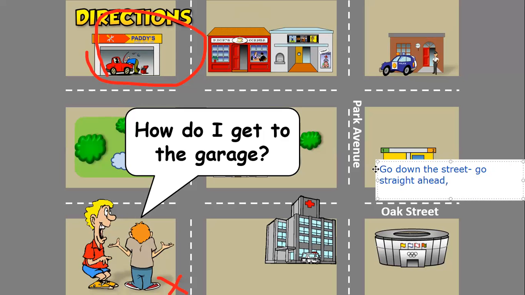Mm-hmm. Okay. Two blocks. Okay. Two blocks. Mm-hmm. Two blocks. Turn left. Okay, turn left. In front of the park. Okay, in front of the park. Excellent, thank you. Okay, let's try it. Let's see how we have it.